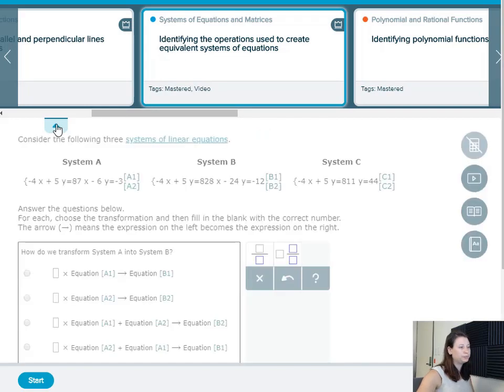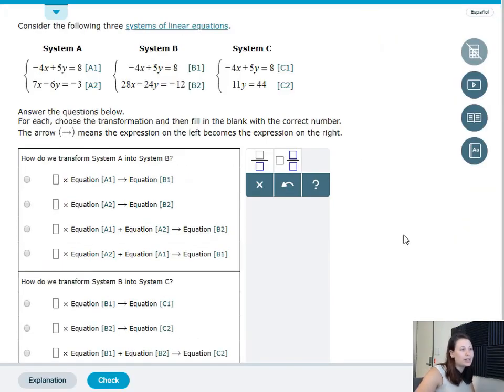So this one here. Okay, so it looks kind of odd, right? We just are trying to figure out what happened from system A to system B to system C. Okay? So, very first question, how do we transform system A into system B? We took negative 4x plus 5y equals 8. We didn't do anything to the first equation, right? So A1 to B1 did not change.